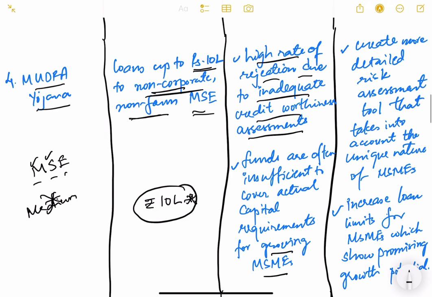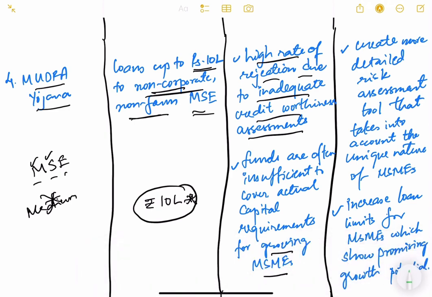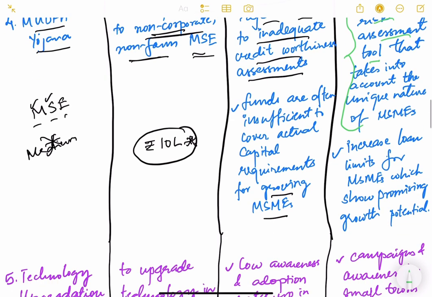What are the proposed solutions? The proposed solution is that we can create a more detailed risk assessment tool that takes into account the unique nature of MSMEs. So the credit assessment that the bank does can be more detailed and intricate, so that it can help the bank understand the nature of the MSME, because every industry is not the same. So that can be done.